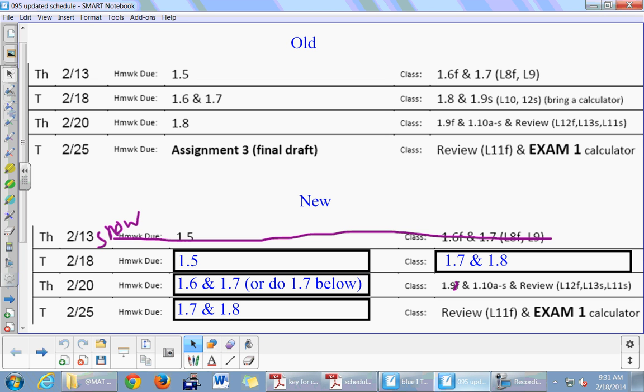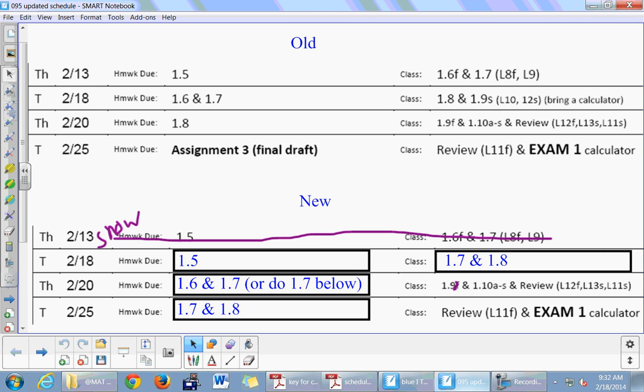And then we'll be back on schedule for our review day a week from today, and then our exam. Now that review day happens right before the exam. That was what was scheduled. So the first part of the class will review just like we did for the quiz, and then the second part of the class you'll take the test. Any questions on the new calendar?